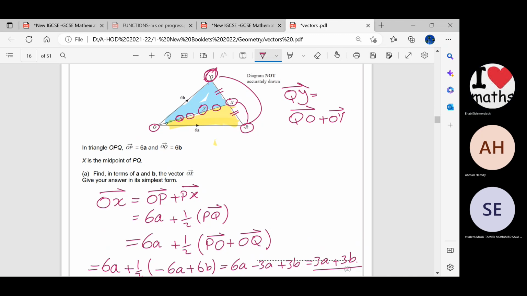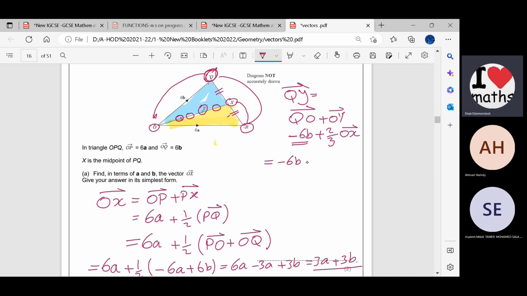Here I am going Q to Y. How to go from the Q to Y? I went from Q to O which is negative 6B plus, who can tell me what is the OY? Bravo, 2/3, because they are only 2 parts of OX. Am I clear on that? Do you think this is the negative 6B? I will keep negative 6B plus 2/3 of OX.